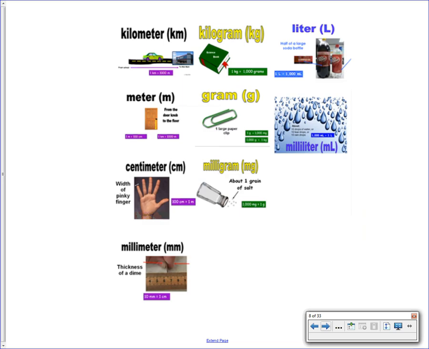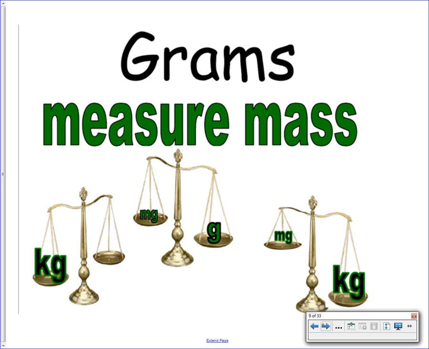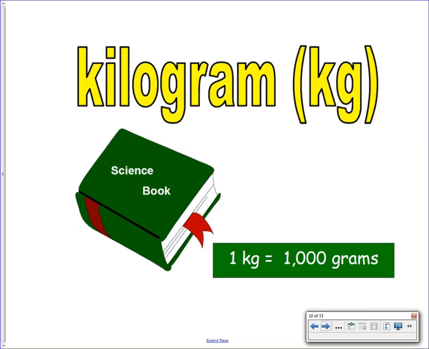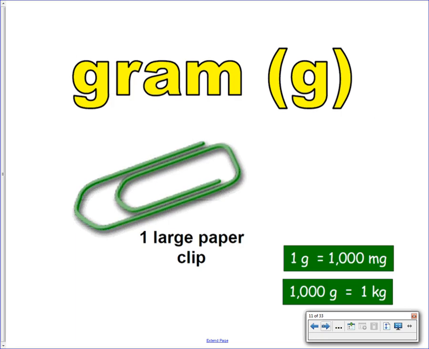Now let's talk about our gram family. Grams measure mass. We have kilogram, gram, and milligram. So 1 kilogram is 1,000 grams. It's about the mass of a science textbook. A gram is like a large paper clip. 1,000 grams equals 1 kilogram, and 1,000 milligrams equals 1 gram. So anytime you see gram, I want you to think paperclip.